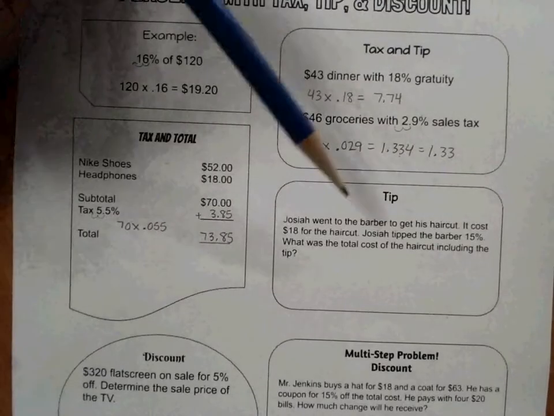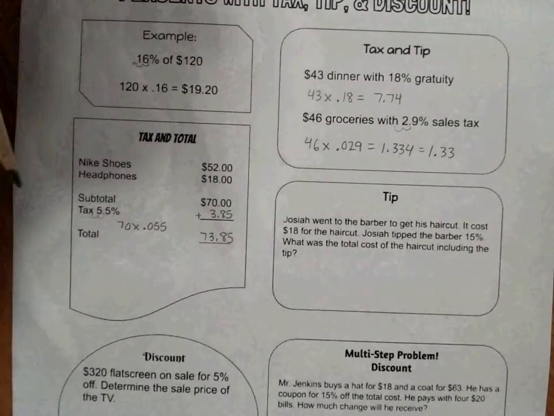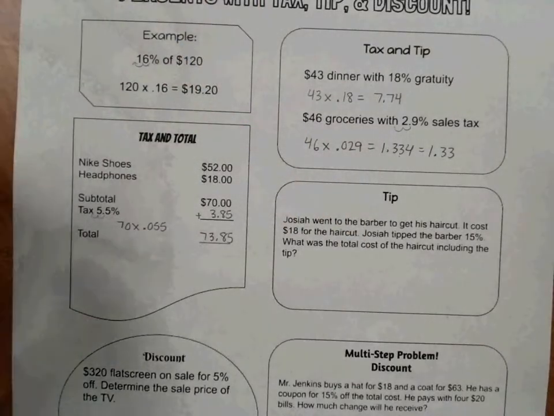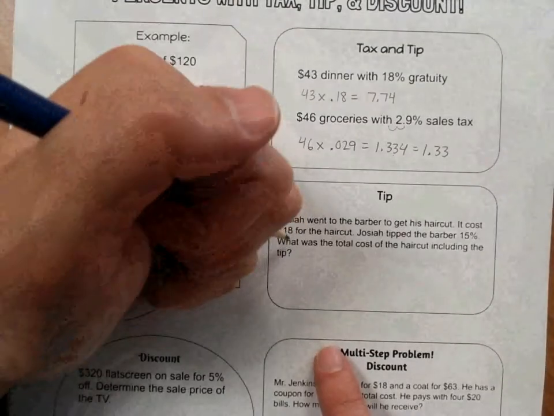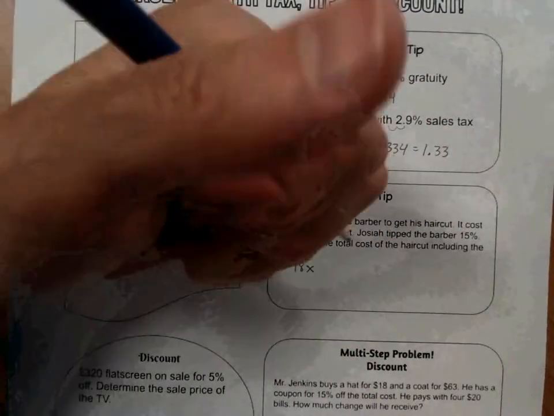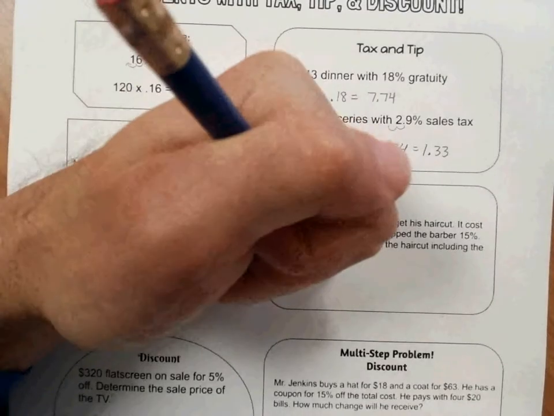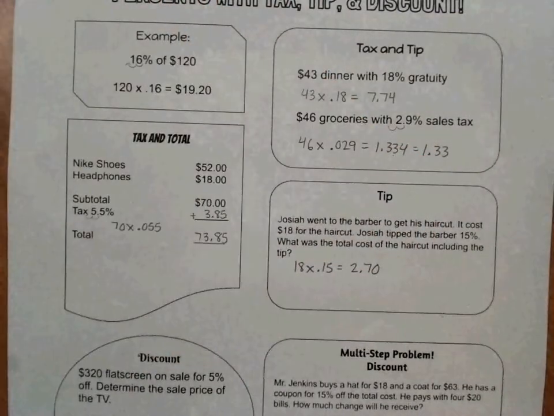Alright, over here for tip. On this problem here, you see you're going to the barber to get your hair cut, 18 bucks. You're going to tip them 15%. So you're going to find the total cost. So the first thing we need to do is find what the tip actually is. So you take that $18, multiply it by 15% as a decimal, so 0.15. And that's going to give you a $2.70 tip.